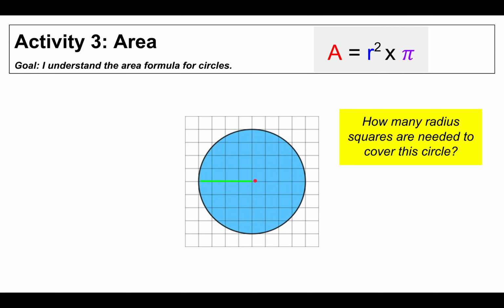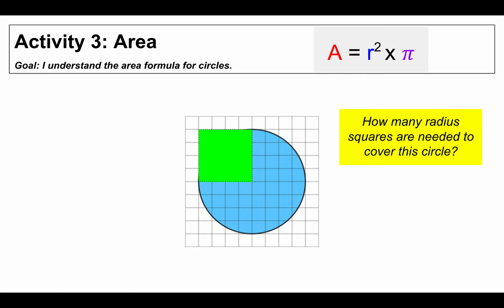Well, here's the radius for you. I did it in green. You can see right here from the center to the outside. Now I could have drawn it anywhere, but I put it here. It just was easier. This radius is 1, 2, 3, 4 units long. So the radius of this circle is 4 units.